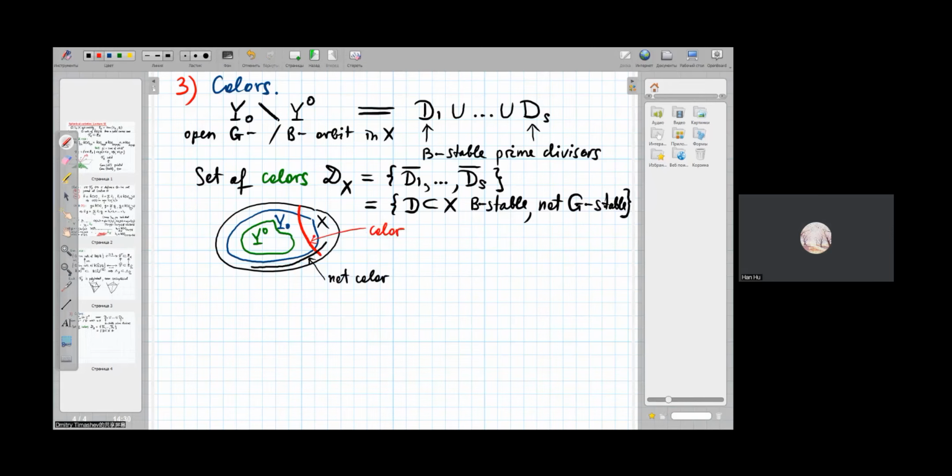The black divisor is G-stable, right? So it is not a color. Yes, this black divisor is G-stable because it is in the complement of the open G orbit. So that's why it's not a color. And this red divisor is a color. And also we have a map.